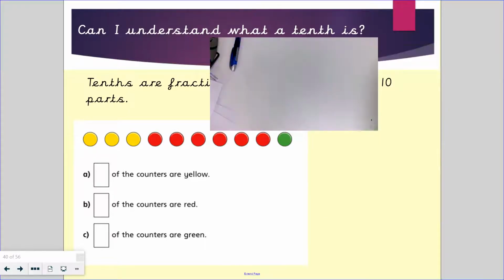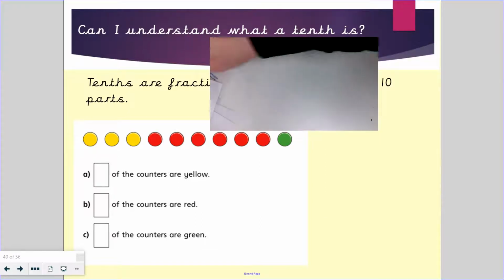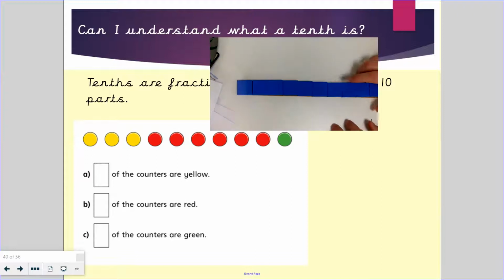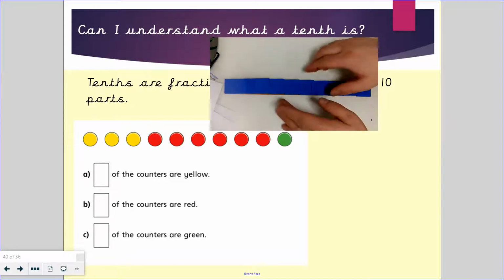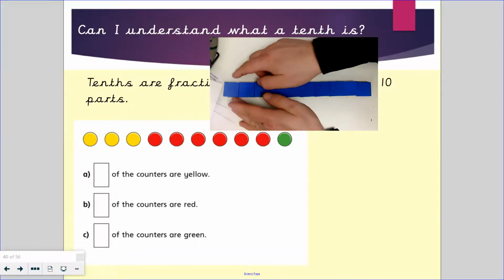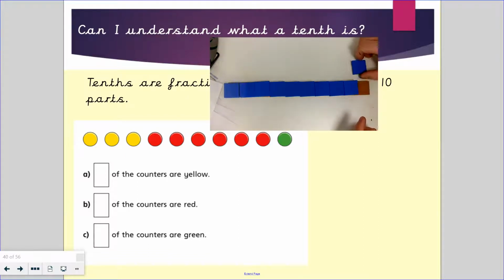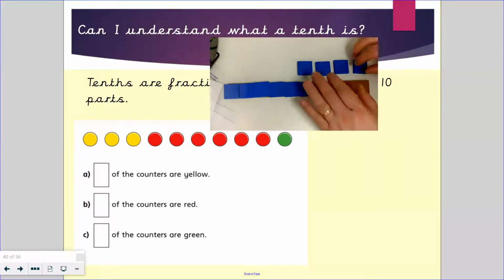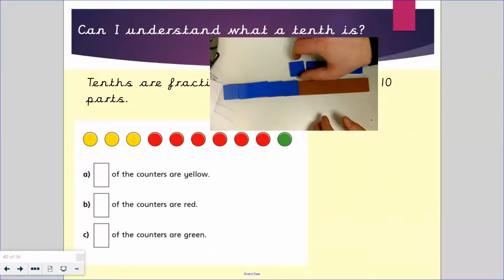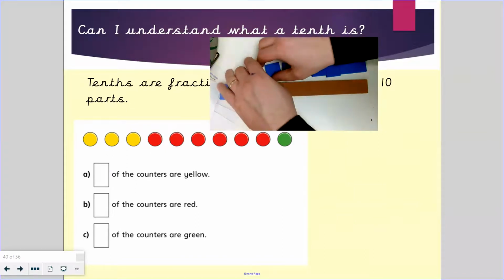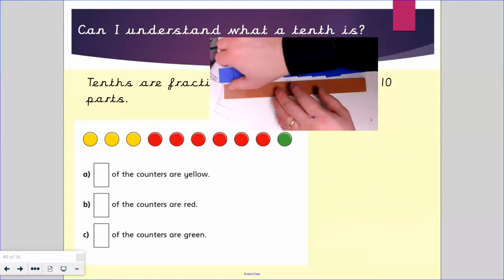With my new camera to help me out here. Okay, here we've got one whole. And I've split it up now into 10 parts. 1, 2, 3, 4, 5, 6, 7, 8, 9, 10.